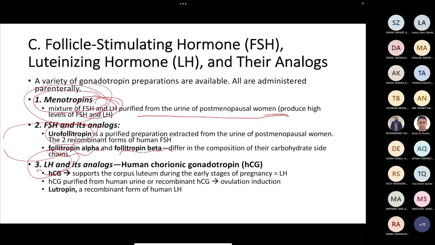هلا LH, okay, it could be found as recombinant form, but not يعني pharmacologically not found as يعني urine extract. But there is an agent called HCG, human chorionic gonadotropin. It's a hormone produced from the placenta, okay, اللي هي المشيمة, okay.